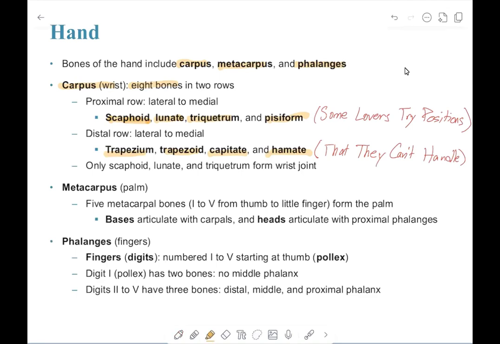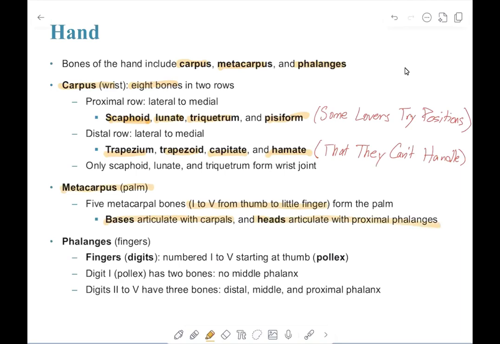The metacarpals, which are the palm, remember, are going to be long bones. They're named 1 through 5 from the thumb to the little finger. The base articulates with the carpal and the head with the proximal phalanges.